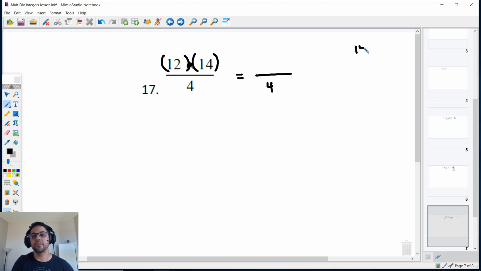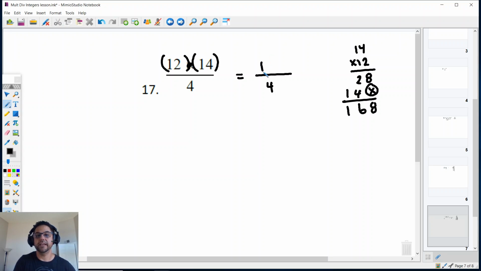So if you need to, go off to the side, 14 times 12. We should know 12 times 12 is 144, so it's going to be a little bit greater than that. 2 times 4 is 8. 2 times 1 is 2. Placeholder, my elementary teacher taught me. 1 times 4 is 4. 1 times 1 is 1. So that means I have 168. Now, the one drawback about that method is now I need to do some more division.